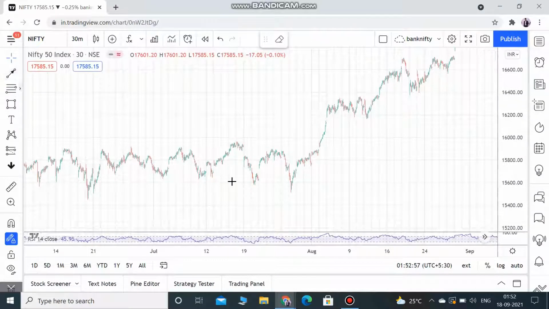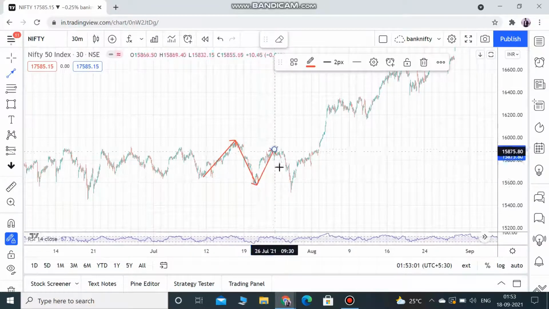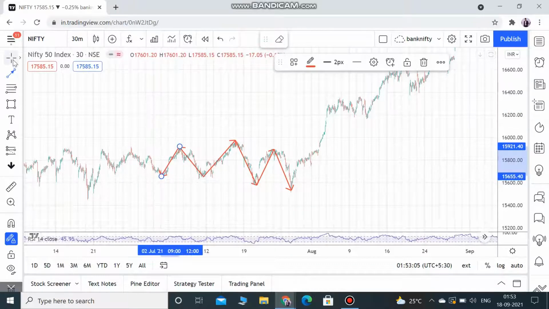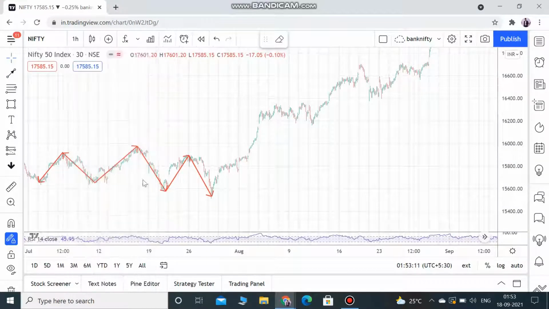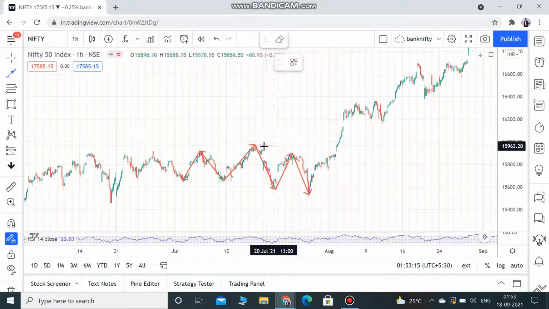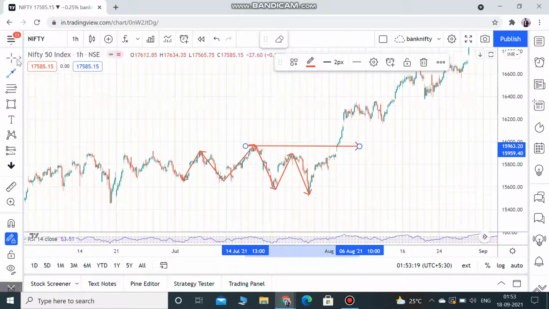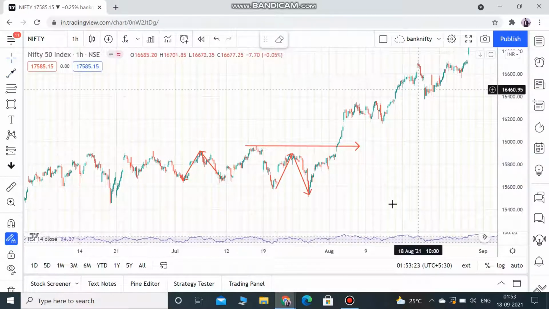This was the consolidation I'm seeing from a very long time. You agree, right? When you see a breakout like this, let me go on the higher time frame. When you see a breakout like this, just mark the breakout. For confirmation, I'll just close this for now.